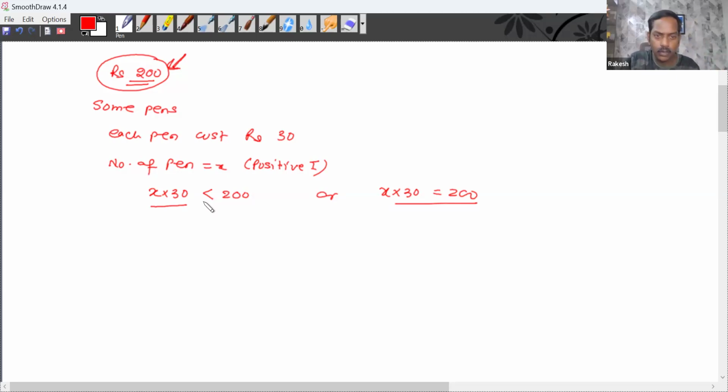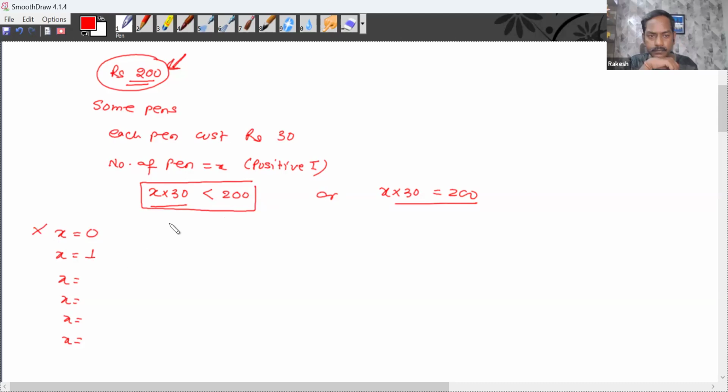So if I just want to solve this without involving the method of solving inequality, I just want to make guesses. Let me substitute the values of x and try to figure out the maximum number of pens I could have bought. Say I'm buying 0 pens, is it satisfying this condition? Yes, 0 into 30 is 0, which is less than 200. Of course, I'm not buying anything then, but as I said I have bought some pens, so I'm ignoring this particular possibility.